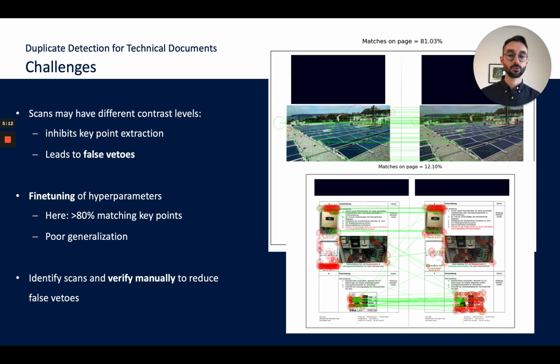Now what we've done here is we've tuned the hyperparameters of our image-based feature extractor to have about 80% matching key points on page 1 of this document. However, if we then go to page 12 in this document, which you can see on the bottom, you see that only 12% of the key points in both pages are actually matching. So this generalizes very poorly even within the same document and would throw many false vetoes. So what we do is we identify scanned documents, and if a veto is thrown, we give a user warning that this duplicate entry needs to be manually verified.